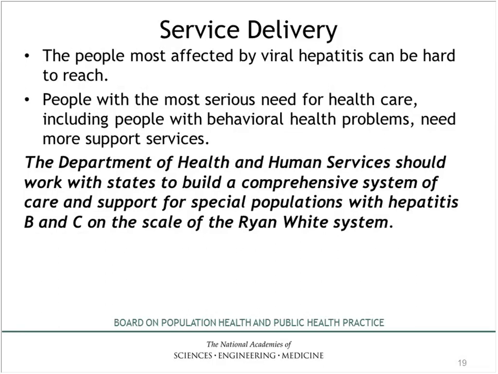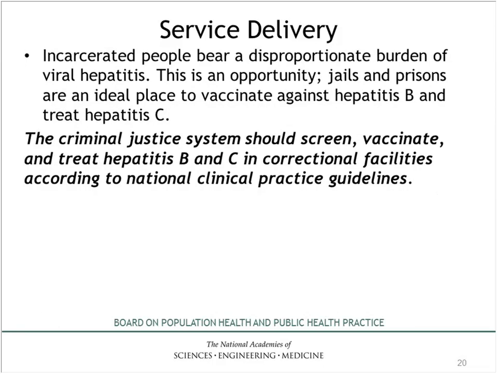Again, service delivery: incarcerated people bear a disproportionate burden of viral hepatitis. This is an opportunity. Jails and prisons are an ideal place to vaccinate against hepatitis B and to treat hepatitis C. On the other hand, if we don't do that, they're also an ideal place where the disease can be spread. So our recommendation is that the criminal justice system should screen, vaccinate, and treat hepatitis B and C in correctional facilities according to national clinical practice guidelines.